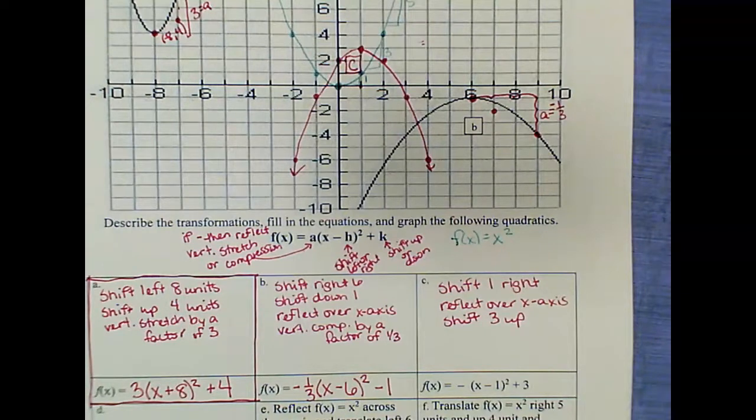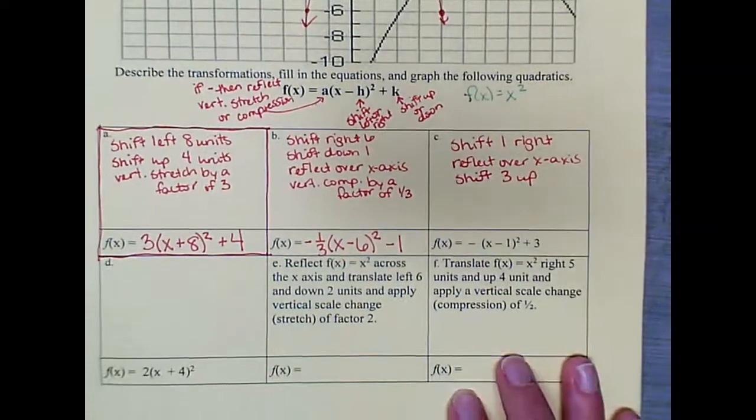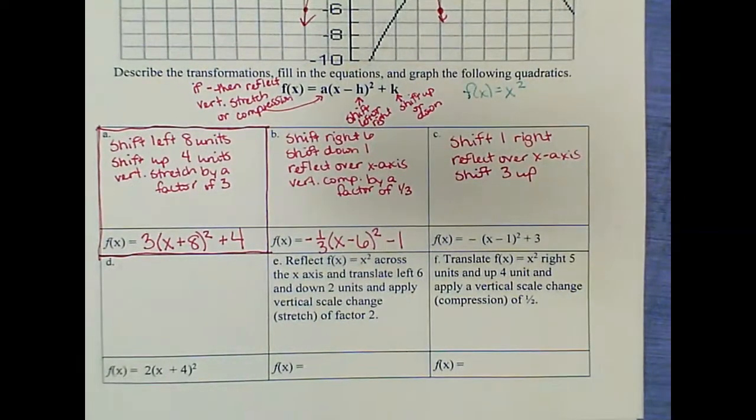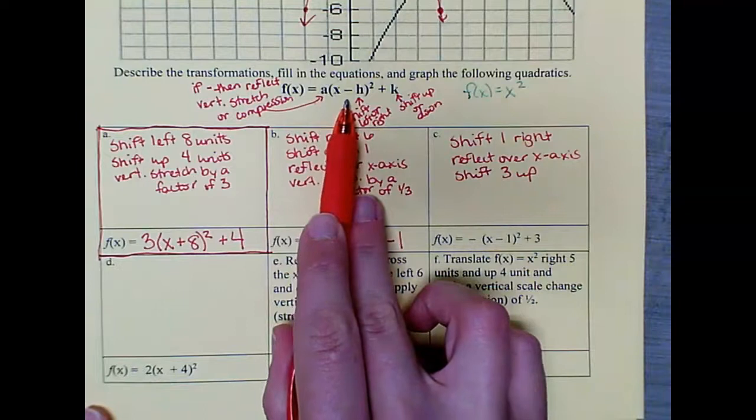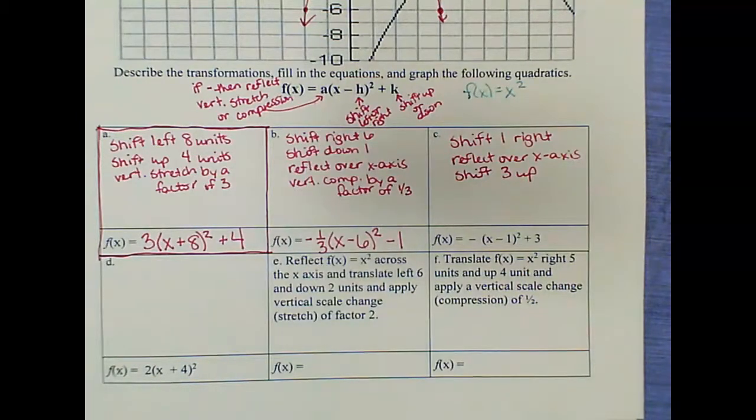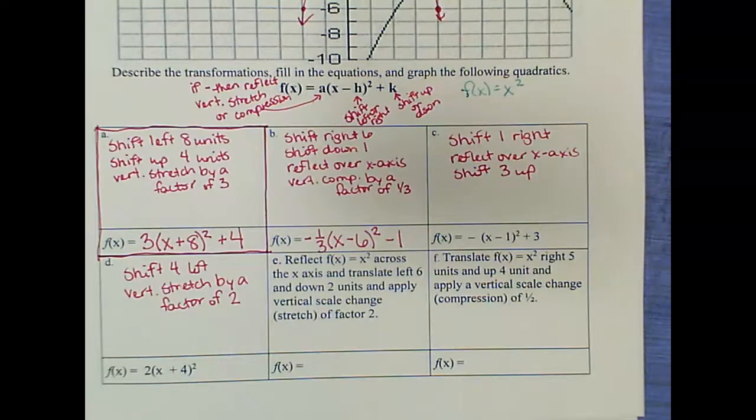Okay, so I want you to take a moment, try and think about that, and move on to part D. Part D is similar. It gives you an equation. You have to fill in what is happening, what transformations are happening, and then you have to graph. So keep in mind that you should be comparing your equation to this form and see what the description of the transformations are. So pause your video and try to do this problem.